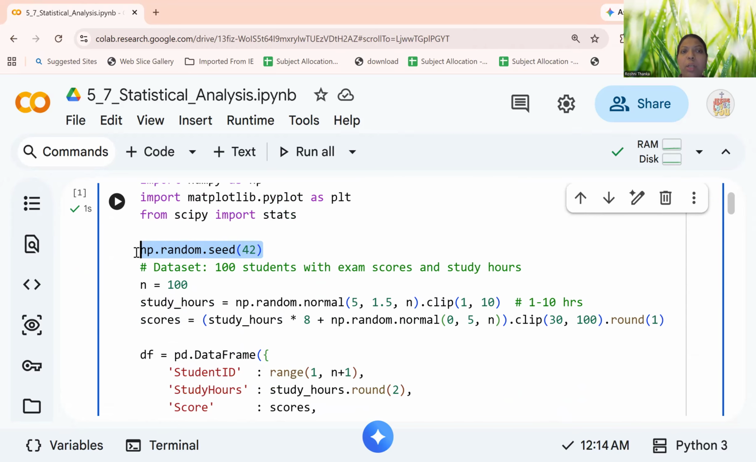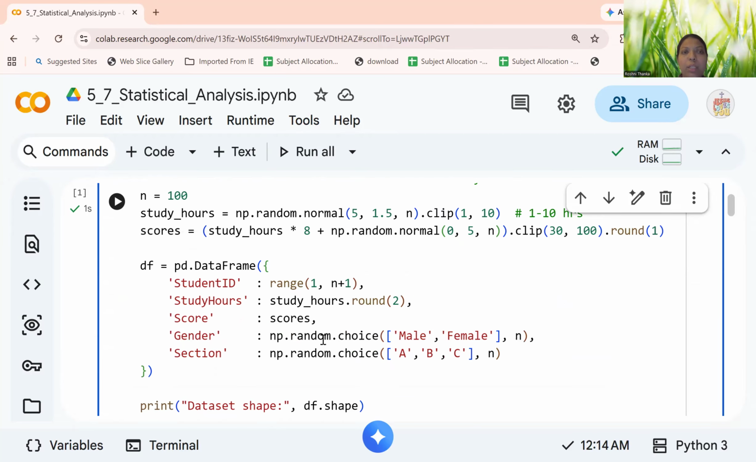Then this code is to say that the random numbers which we generate should be the same every time. Otherwise, if you run it every time, it will create new random numbers every time. So we are going to say don't create new ones every time, always create the same thing.